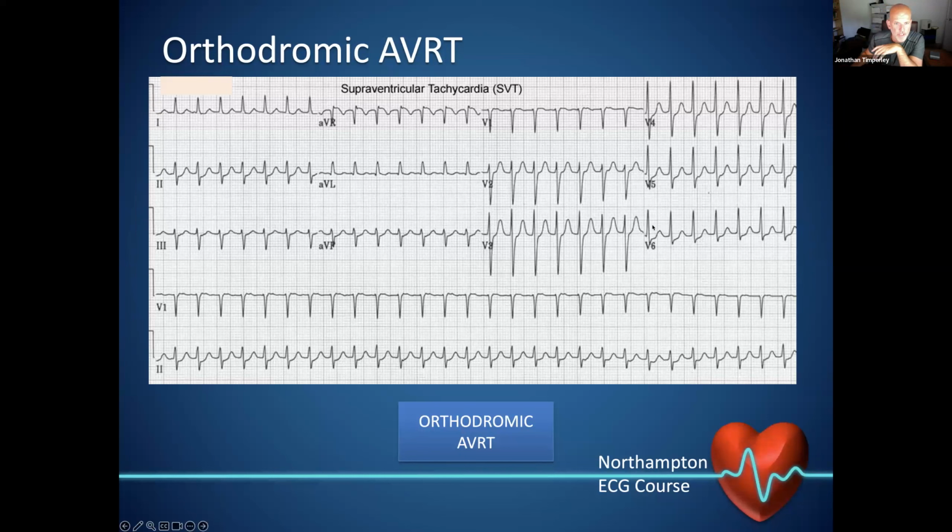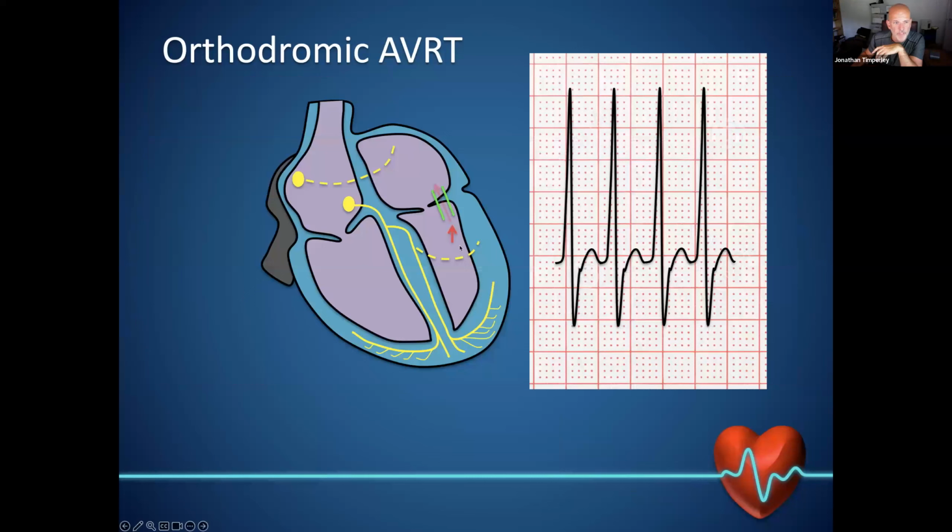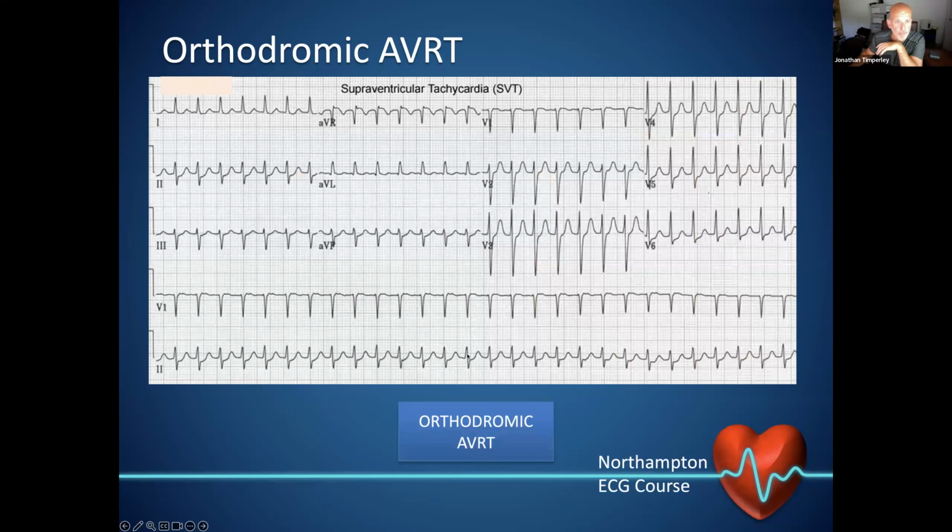We have a narrow complex, which has a rate of, in this case, around 170 beats per minute. There is no P wave visible because that would be within the QRS. And that occurs because we're now going up the accessory pathway, back into the right atrium, down the AV node, and then across to the left ventricle and then back again. So that's why the delta wave completely disappears. But not everyone does that.